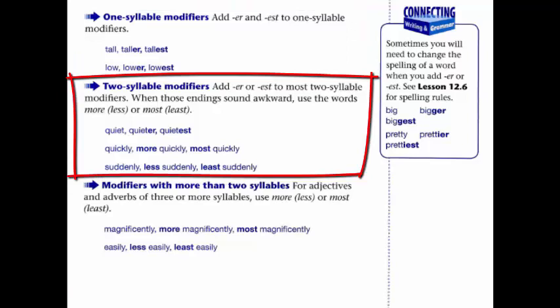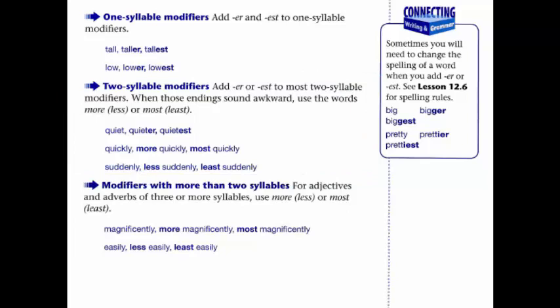What about two-syllable modifiers? You add an ER or EST to most two-syllable modifiers. When those endings sound awkward, use the words more, less, most, least. Quiet, quieter, quietest. Quickly, more quickly, most quickly, because it's awkward to say quicklier. It doesn't make sense. Suddenly, less suddenly, and least suddenly.